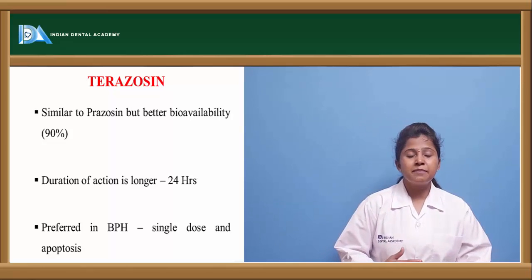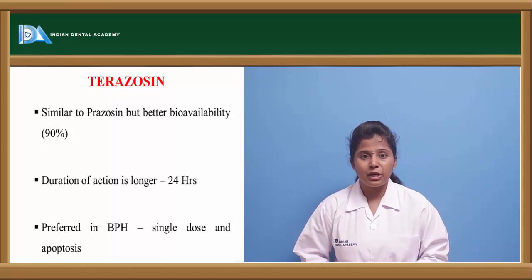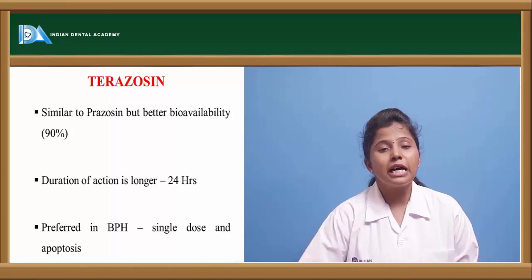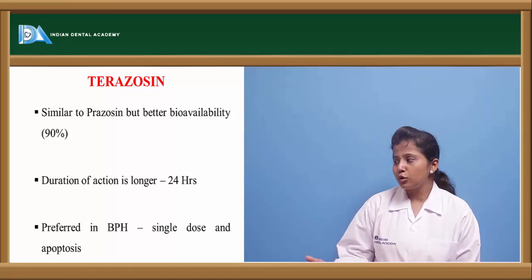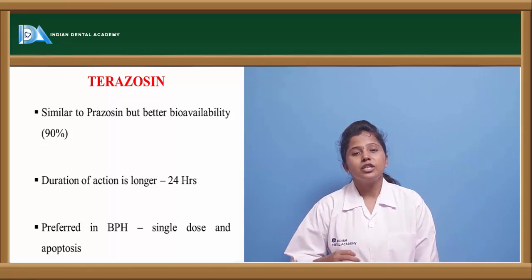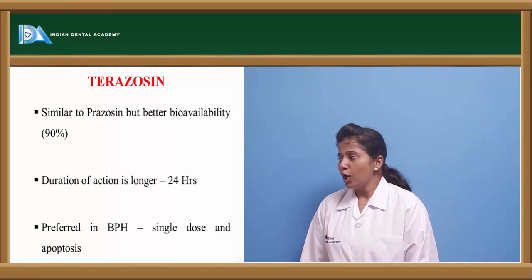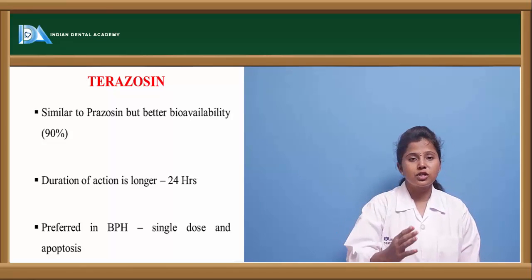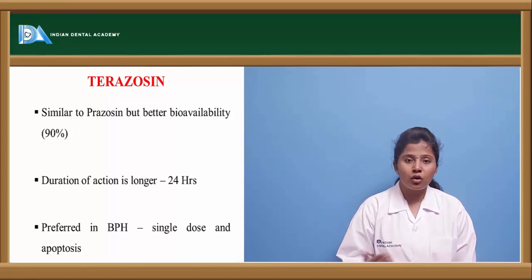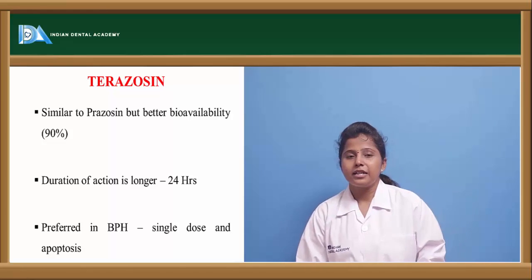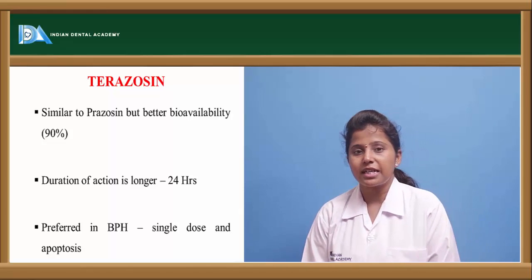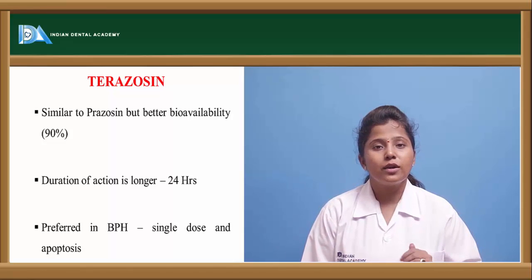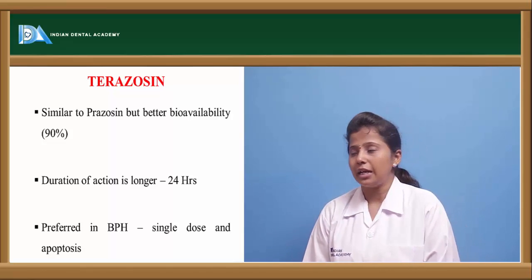If we see prazosin, it has 70% bioavailability. If you take terazosin, it has 90% bioavailability, where it shows greater effects. The duration of action of this drug is also about 24 hours, because when compared to prazosin, terazosin has a longer duration of action, and it is preferred in BPH conditions, that is benign prostatic hyperplasia, and it is also recommended to give in a single dose.